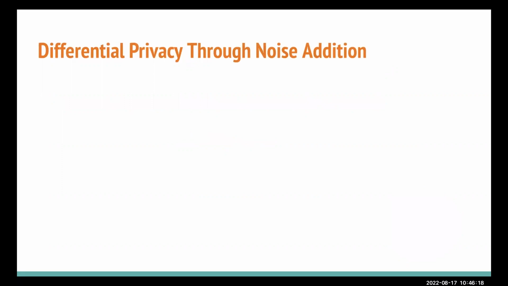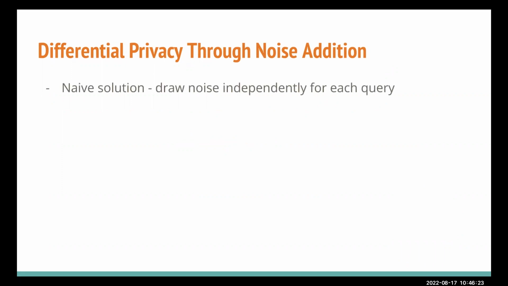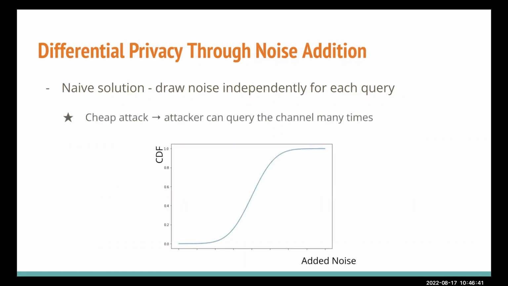How do we generate this random number R? First of all, I want to make sure that we all understand that the naive solution doesn't work here. The naive solution is pretty simple. Let's just assume that the channel owner, every time a query comes, samples a random number independently. It will not work because the attack is really cheap, actually free. The attacker can just do it over and over and over again and see how many yes and no observations he gets, and reconstruct everything.